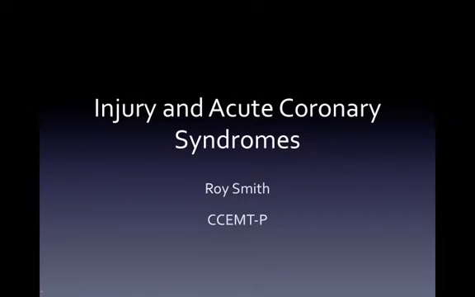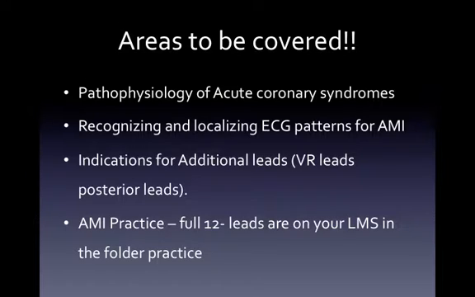This is going to be injury and acute coronary syndromes. Areas to be covered: pathophysiology of acute coronary syndromes. We're going to learn how to recognize and localize the EKG patterns for an acute myocardial infarction. We also are going to look at the indications for doing additional leads, and that's going to be the right leads or right-sided MI and posterior leads.